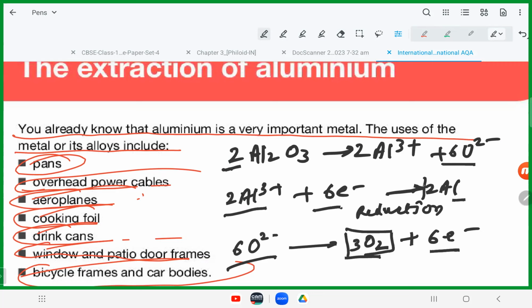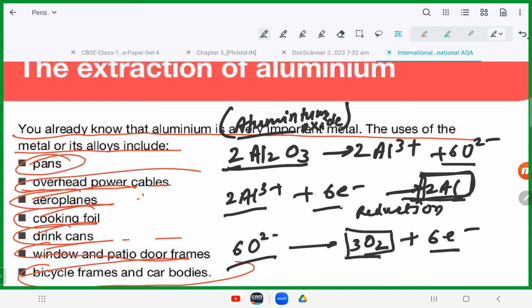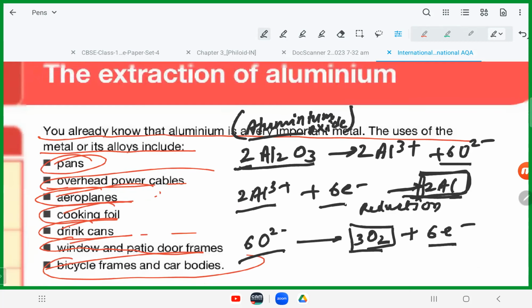Can you understand this? Is that bauxite? This is the bauxite only, which is also called aluminum oxide ore. Ore means the mineral containing a large amount of the metal. Now, I'm going on here.